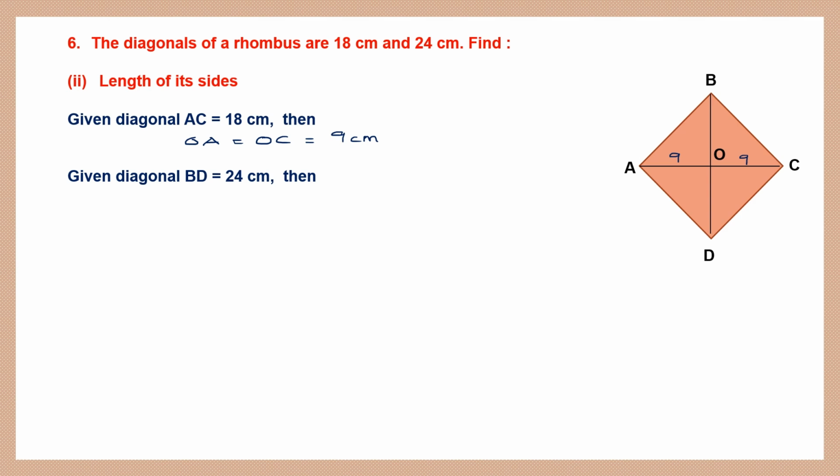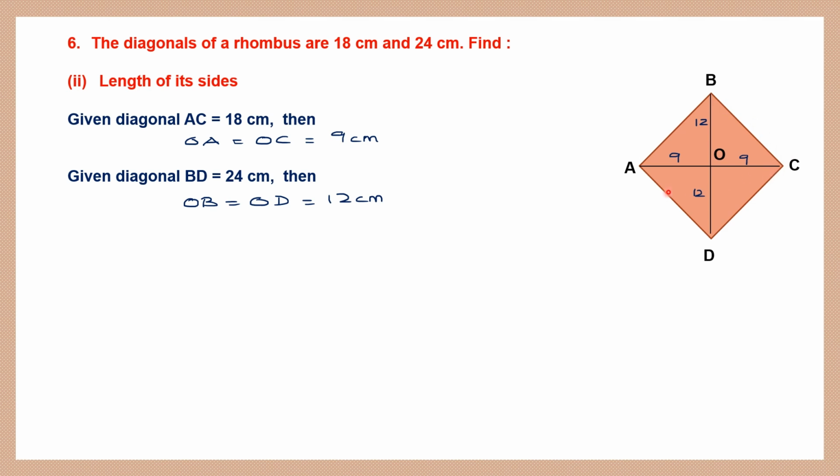Similarly, if we take the other diagonal BD and take it to be 24, then each half, that is OB and OD, will be equal to half of 24, which is 12. So this is going to be 12 and this is also going to be 12. So we can write that. That means OB is equal to OD and both are equal to 12 centimeters. Now why have we done this? Why have we broken it up? Here we are asked to find the length of its sides, isn't it? So we have to find one of these sides.